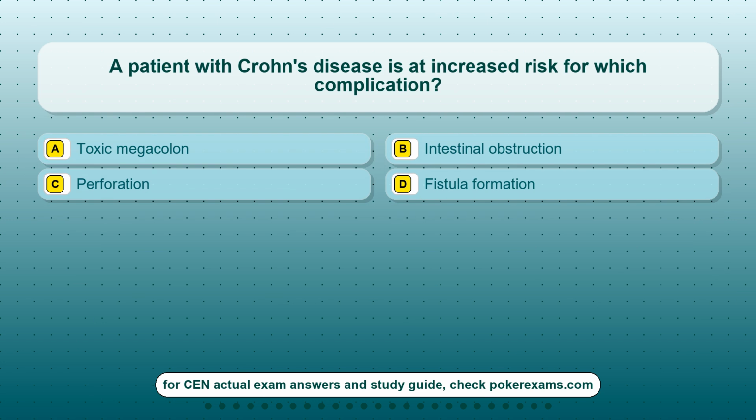Question 6. A patient with Crohn's disease is at increased risk for which complication? Option A, toxic megacolon. Option B, intestinal obstruction. Option C, perforation. Option D, fistula formation.